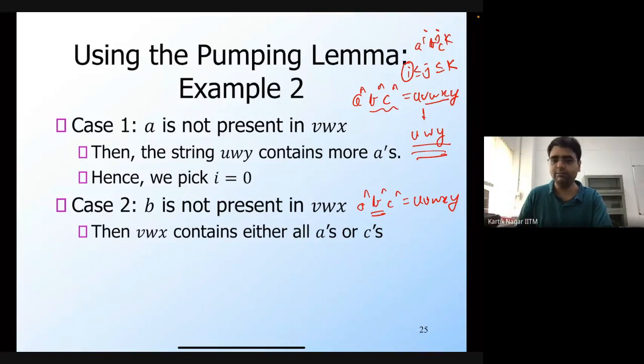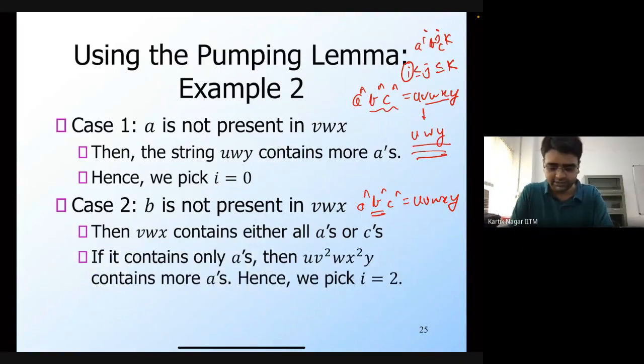But if I pump up, I already have n a's, so I'm going to have more a's, which means that the resulting string won't be in the language. So if it contains only a's, then I pump up, so I pick i equal to 2. The resulting string u v squared w x squared y contains more a's, and hence we pick i equal to 2.